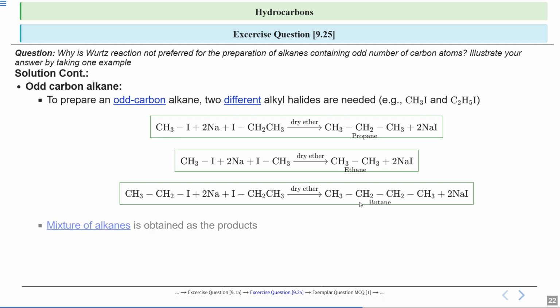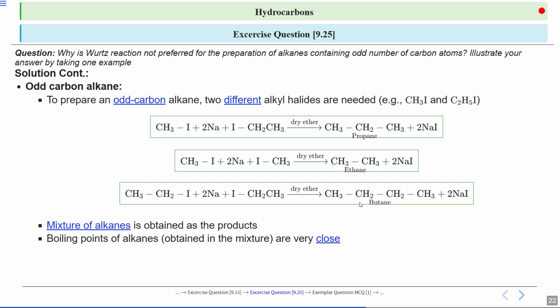So this is a key point to remember. The result is a mixture of alkanes, not just the desired odd carbon alkane. This mixture complicates the process of purification because we don't get a pure product here. It is important to understand that this is a limitation of Wurtz's reaction.